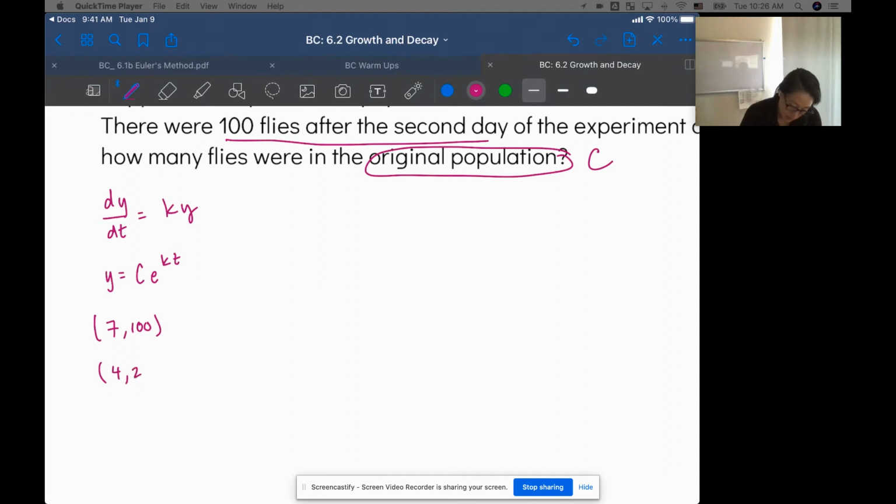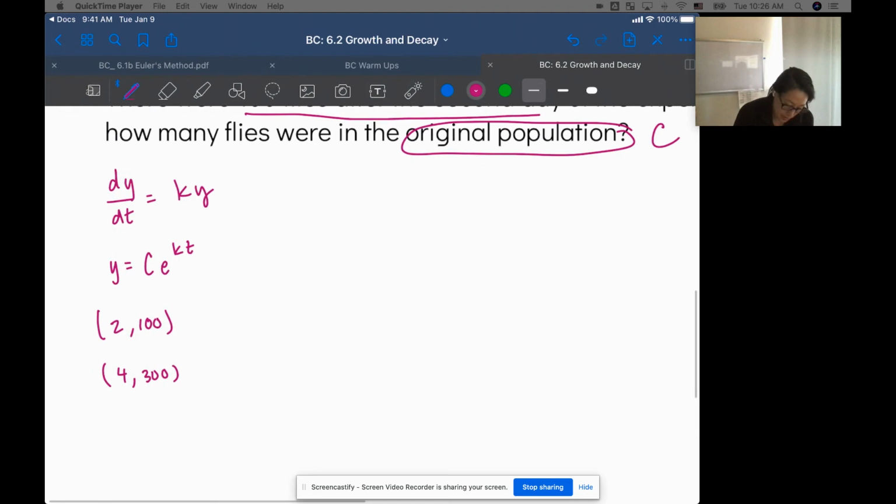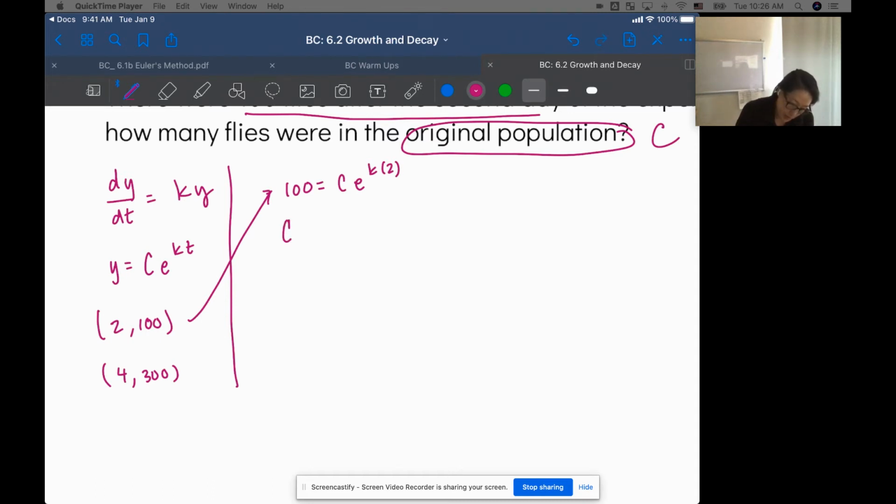Oh, 2nd day. Wow. Okay. I think I said the 7th day too. So it'd be 2, 100 and 4, 300. All right. So I'm going to use my first point to plug into the equation. So 100 is equal to C times e to the kt, and the t is replaced with a 2. So I'm going to isolate C. So I get C is equal to 100 over e to the 2k.